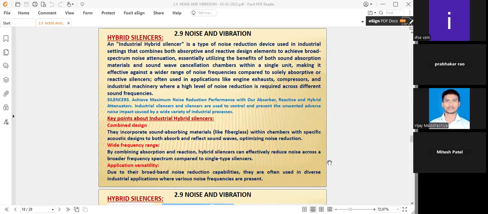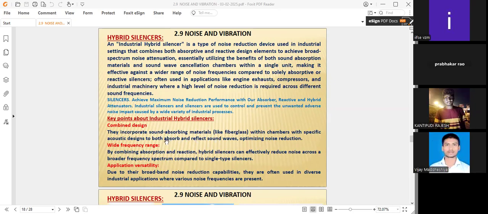Coming to the incorporated sound absorbing materials, both absorption as well as reflection of sound can be taken care of, optimizing the noise reduction. The combined design is there in the hybrid silencer. Not only does it reflect back and absorb, the reflected sound waves are also handled, and emitting heat and noise reduction will be taken care of.